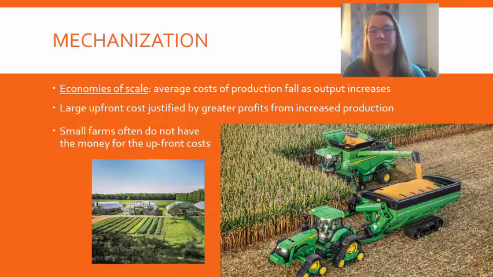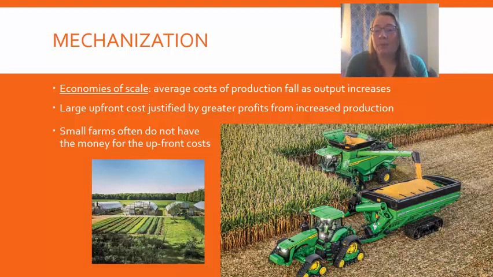Now, most of this fossil fuel use is due to the mechanization of the overall agricultural process. And this mechanization relies upon the economies of scale. Now, this is an economics idea where your average cost of production is going to decrease as the amount of your product or your output increases. So your cost per individual item is going to go down.